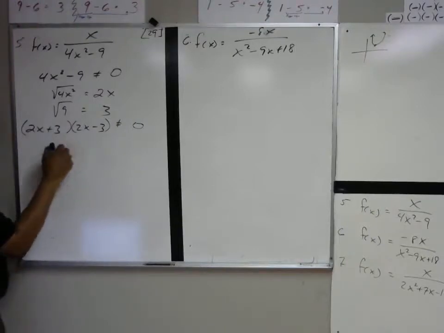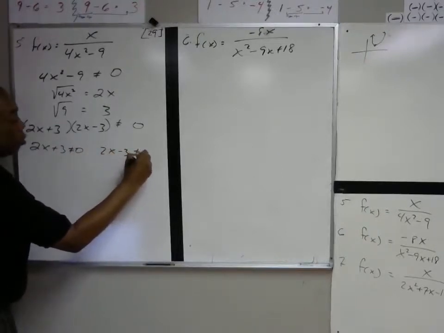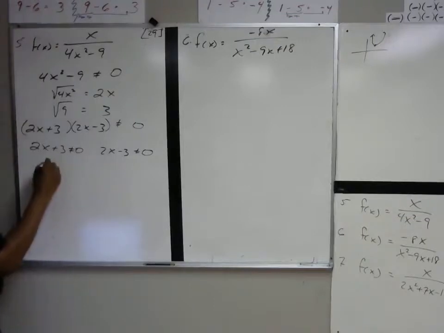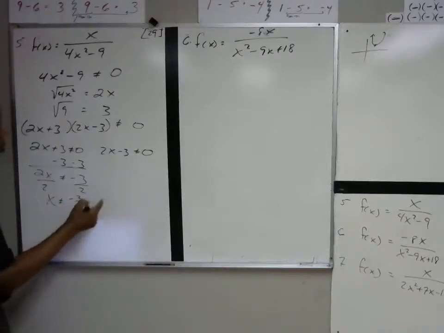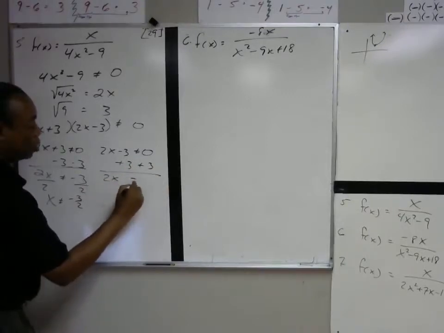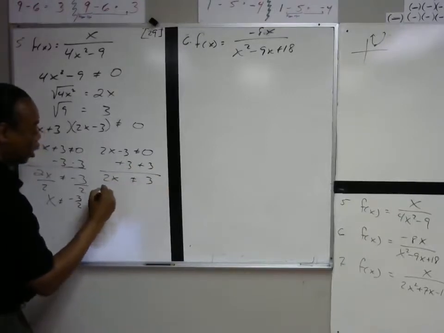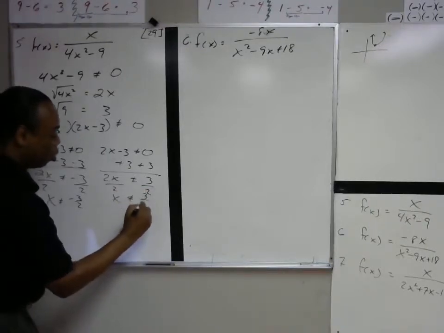Then we want to solve for both of these. So we have 2x plus 3 set not equal to 0, and 2x minus 3 set not equal to 0. And I'm going to solve for x on both of these. So subtract 3 from both sides. Gives me 2x not equal to -3. And then dividing both sides by 2 gives me x not equal to -3/2. Over here, I'll add 3 to both sides. I'll get 2x not equal to 3. And divide both sides by 2. So x cannot equal 3/2.